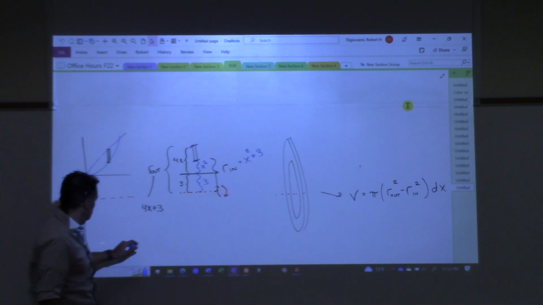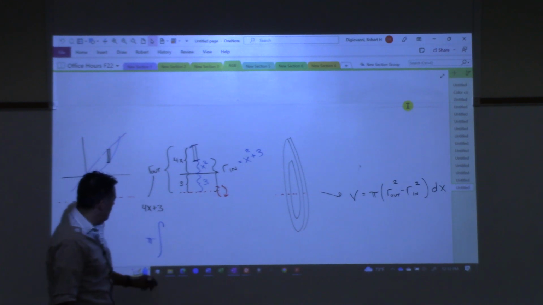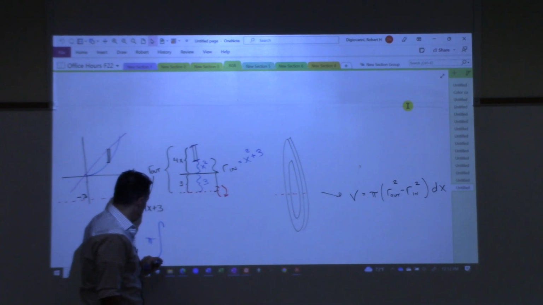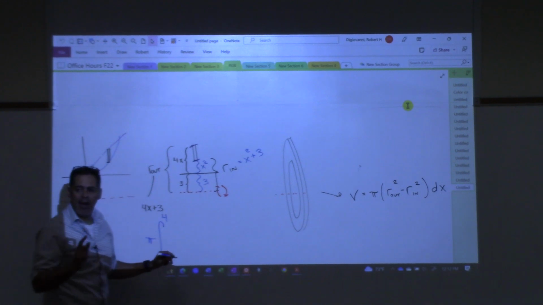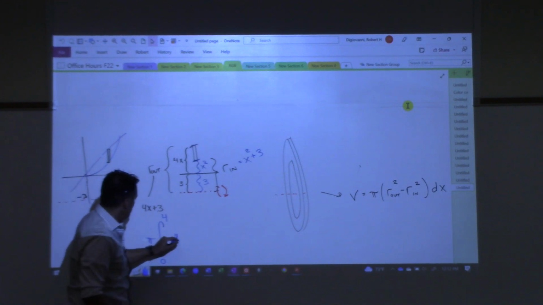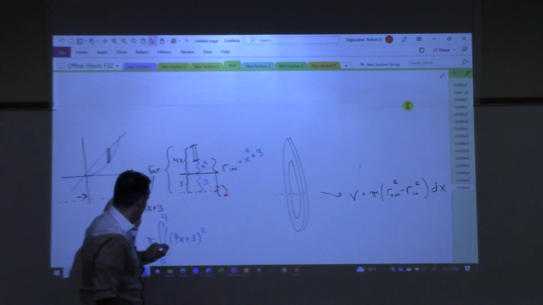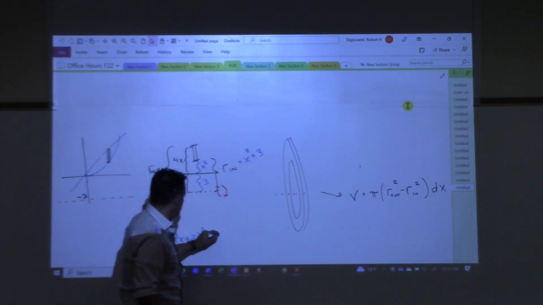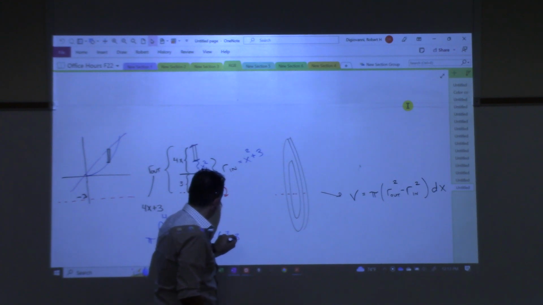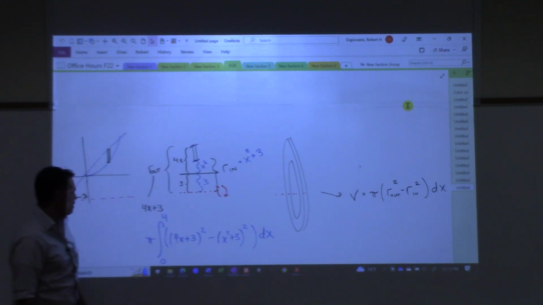So I'm ready to get my answer. The total volume of this will be the integral, pi, right? Remember the pi comes out, pi. Integral from 0 to 4 still. All right, I need my outer radius squared. My outer radius is 4x plus 3. That quantity squared minus now the inner radius, which was x squared plus 3, but that quantity squared, and then dx. There it is.